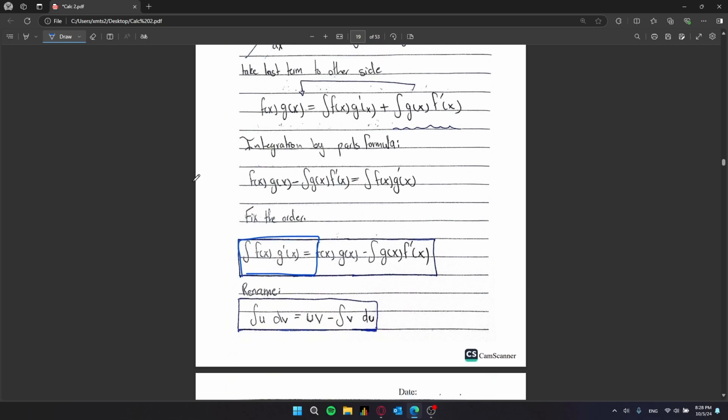Why do we need this? Once you rename it, you're going to have it as the integration of u dv is equal to uv minus the integration of v du. Why do we need this? Because sometimes you're going to get the integration of a function multiplied by the derivative of that function.